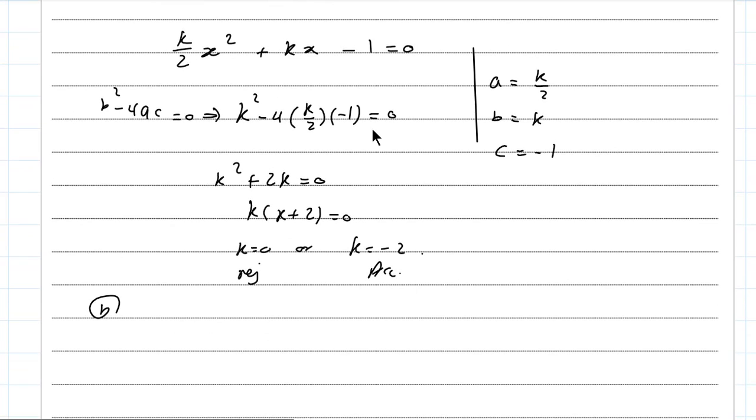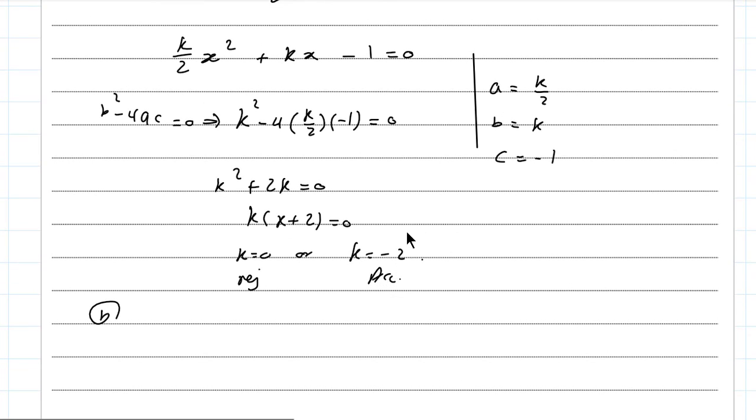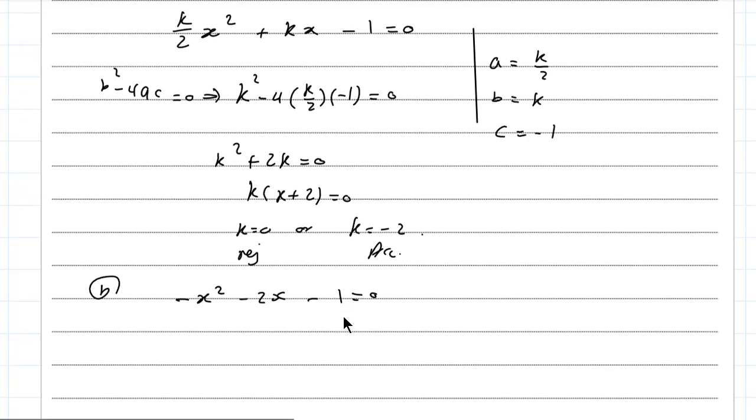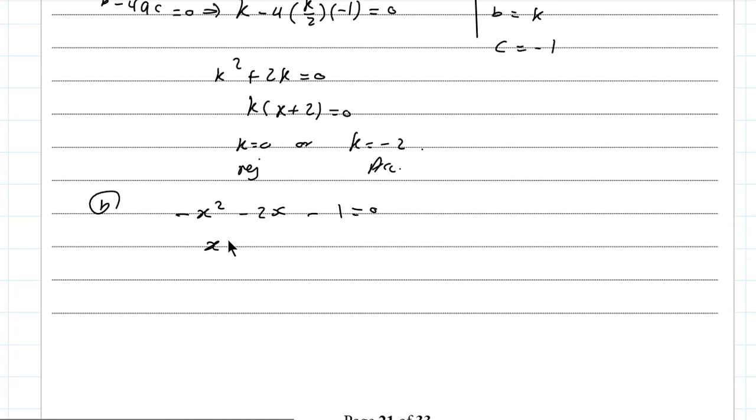Okay, we can substitute with k equal -2 in this equation to be -2/2, which is -x squared, and then minus 2x minus 1 equals 0. We can multiply it by negative to be x squared plus 2x plus 1 equals 0, which means that it's (x plus 1) all squared equals 0, and so that x equals -1.